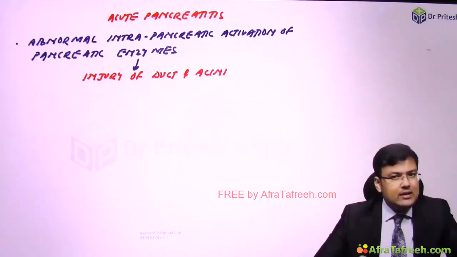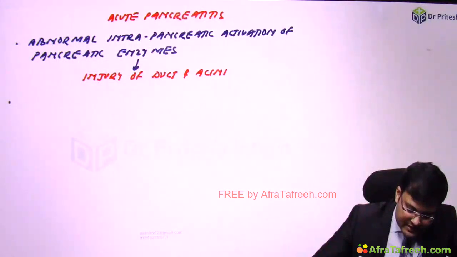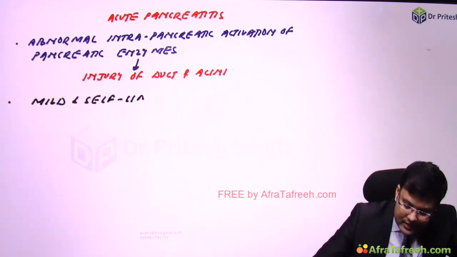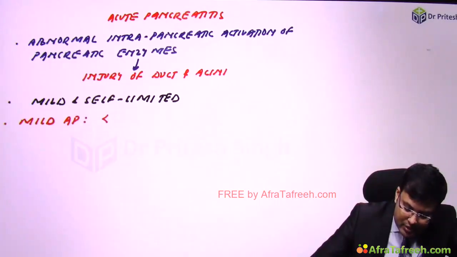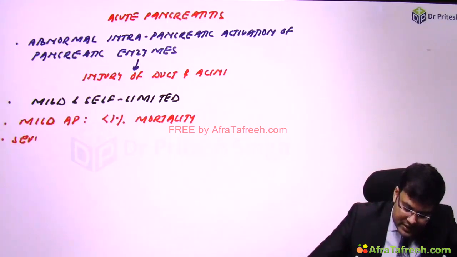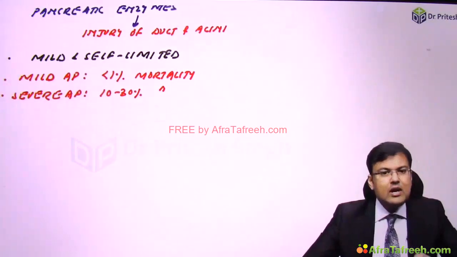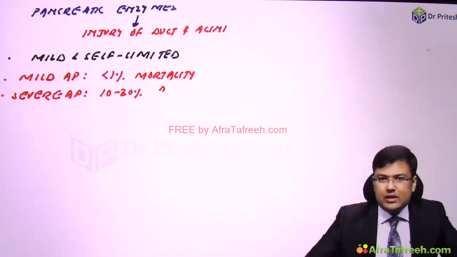What is the good thing? That in the majority of cases it's mild and self-limited, and that's why in patients who are having mild acute pancreatitis, how much is the mortality? Less than 1%. But if the patient is having severe acute pancreatitis, how much is the mortality? It's 10 to 30%. So in severe acute pancreatitis, 10 to 30% mortality.